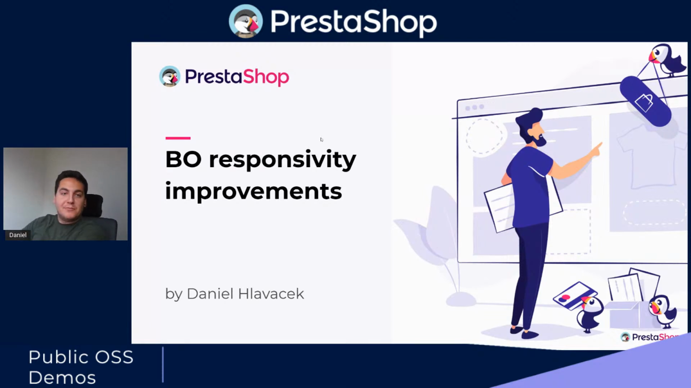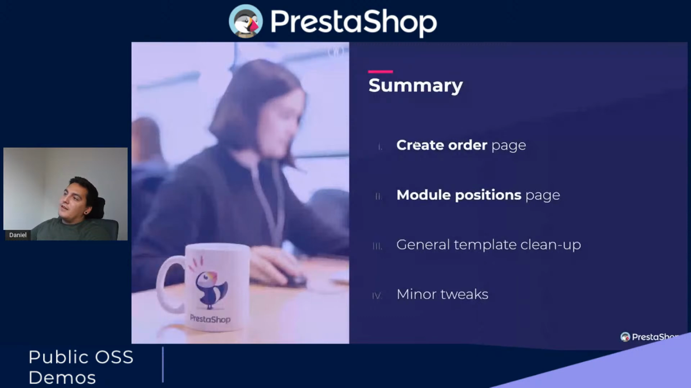Recently, when I was bored at work, I started working on improving the responsiveness of the back office front end, cleaning some templates and fixing some small issues. So I will guide you through it. I divided the presentation to 4 points. I fixed the new order page, whose responsiveness was not great. The module positions page, and then the main point I will talk about. I completely cleaned up all templates in PrestaShop, and then some minor tweaks, and I will show you.